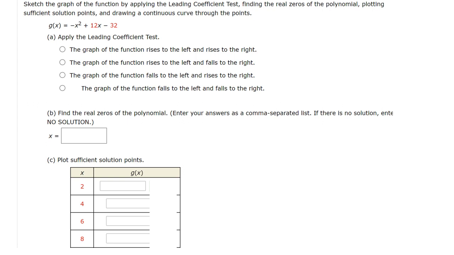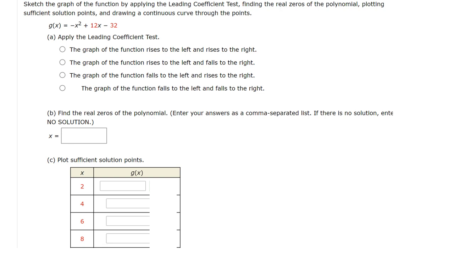All right, let's look at another example. It says sketch the graph of the function by applying the leading coefficient test, finding the real zeros of the polynomial, plotting sufficient solution points, and then drawing a continuous curve through the points. So the function that they want us to sketch is this. G of x is equal to negative x squared plus 12x minus 32.